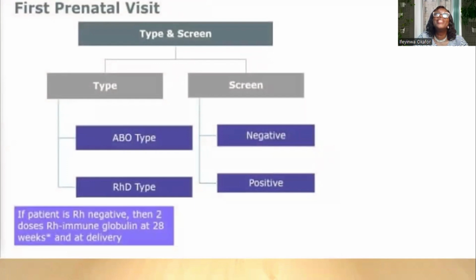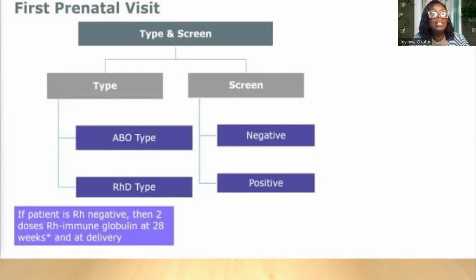Now let's look at what happens during the prenatal visit. At the first prenatal visit, you'll type the mother sample for ABO, the ABO antigens or blood group antigens. You check for the presence of ABO antigens, Rh antigens, and other blood group antigens. And then you do what? You screen for the presence of antibodies. When you have done that, you identify these antibodies.